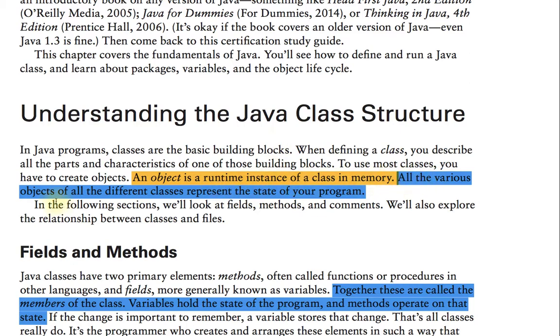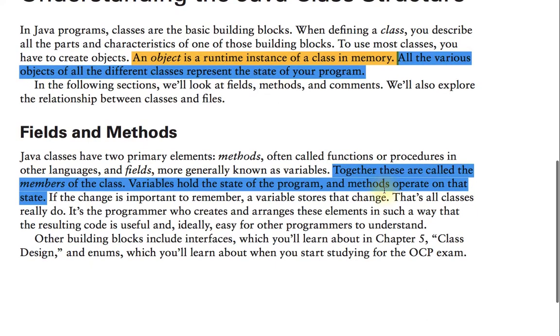And the next point, all the various objects of all the different classes represent the state of your program. So the two important points are: an object is a runtime instance of a class in memory, and all the various objects of all the different classes represent the state of your program. Your program might have one or many classes. I hope you are clear till here.